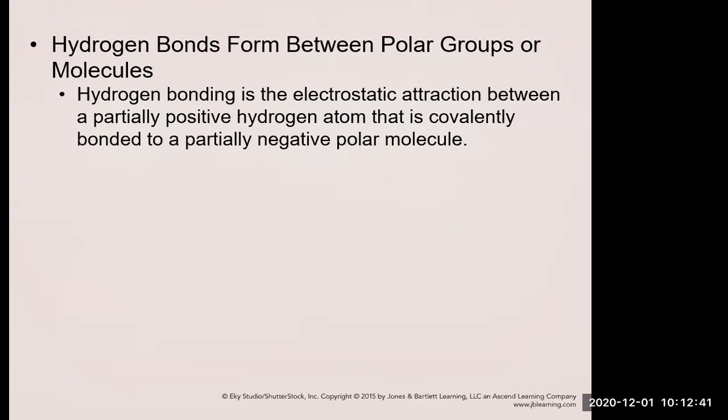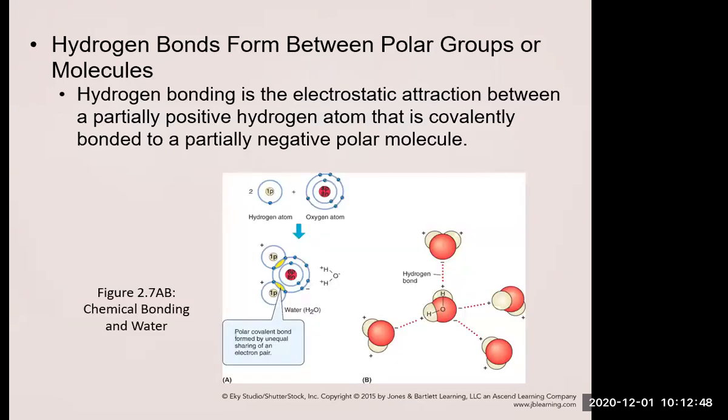So hydrogen bonds are a special type of covalent bond that utilizes hydrogen. Water is a good example of hydrogen bonding. These are very weak bonds, but we have so many of them that they can be really powerful.